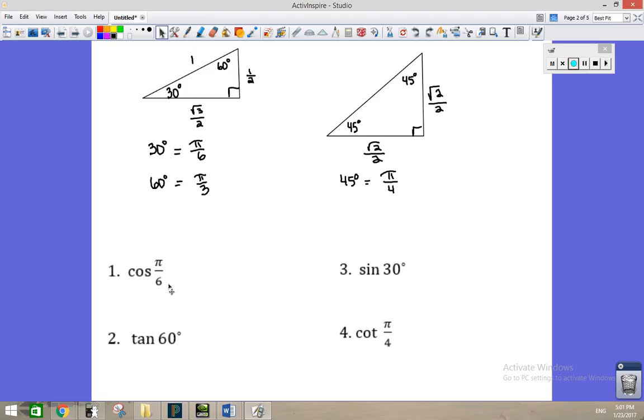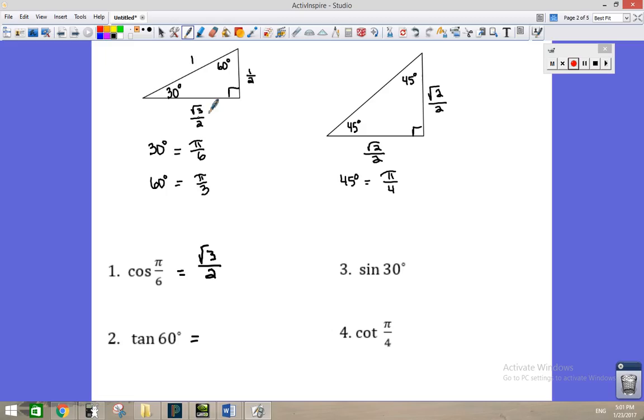So in problem number 1, it asks us to find the cosine of pi over 6. Pi over 6 is 30 degrees, adjacent leg over the hypotenuse. This is square root 3 over 2. And number 2, the tangent of 60. 60 degrees is pi over 3, but up here I've written it as 60.